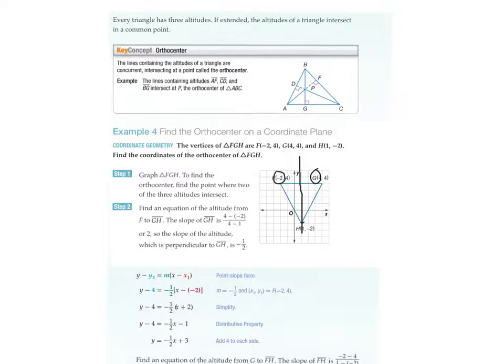What you've got to do now is work out what the slope is of FH, and find the perpendicular bisector of that to put it through that point. So you've got to do point-slope form, and then eventually you've got to find the slope of GH and perpendicular to that, and put your point through to F. So you've got point-slope form again.